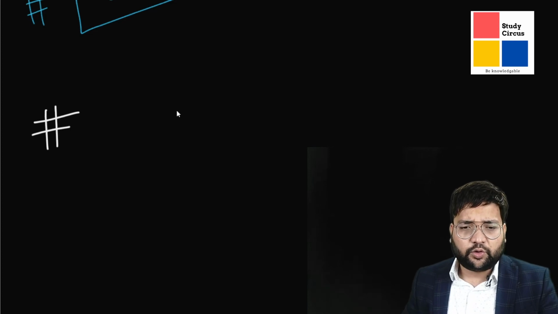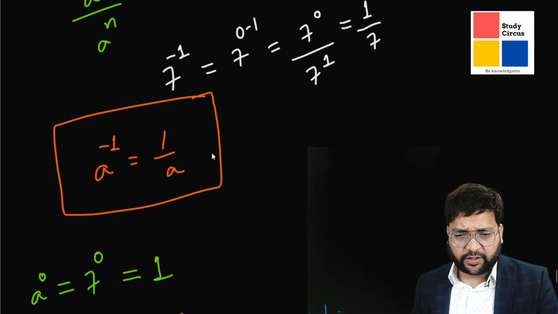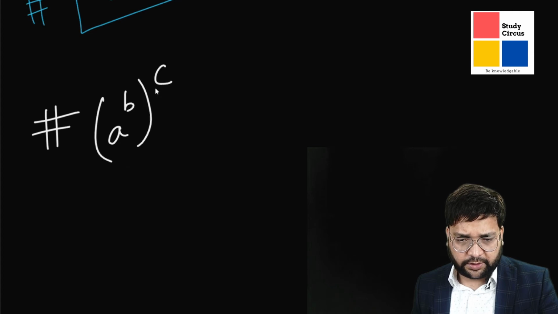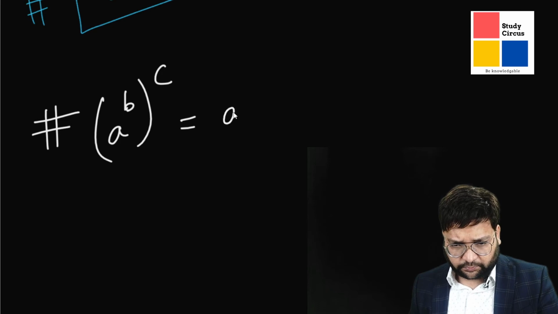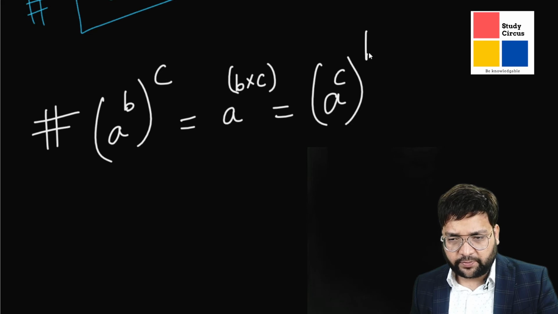From here we saw how this works for reciprocals: a to the power minus 1 is 1 by a. Here we'll discuss this property: a to the power b whole to the power c is the same as a to the power b into c, and is the same as a to the power c whole to the power b.